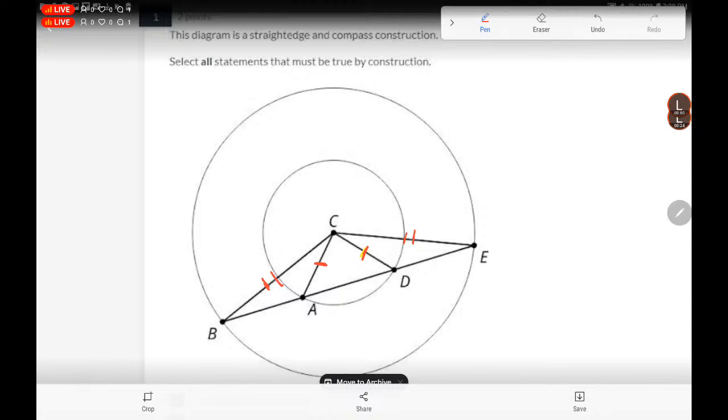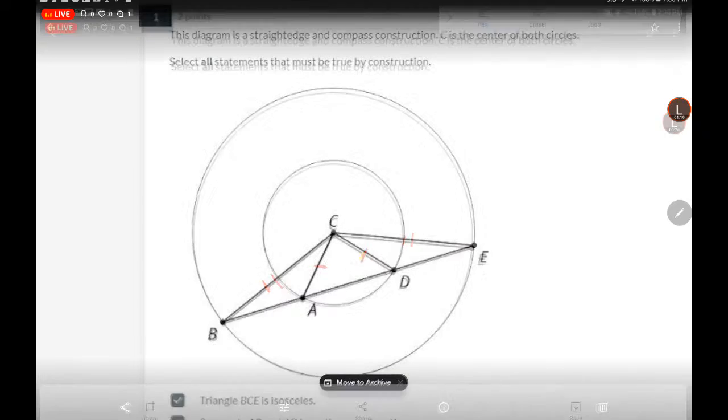And what else do we know? DE probably is equal to AB, but I'm not sure that we can say for sure that we know that. Yeah, well, let's see what the choices are.